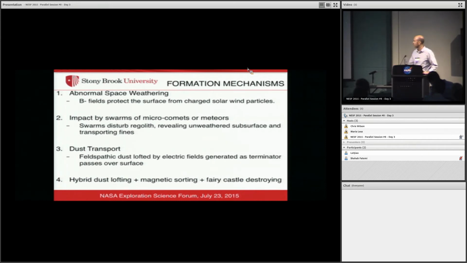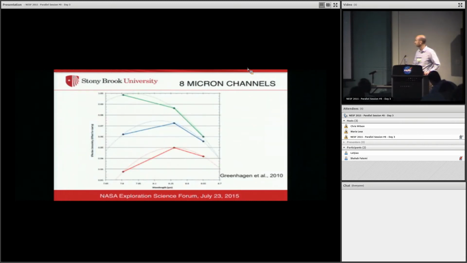Electrostatic dust transport models, where bright-ish feldspathic dust is lofted by electric fields generated as a terminator passes over the surface. This is Garrick Bethel et al.'s ideas. Then more recently, Carle Pieters has proposed a hybrid dust lofting, magnetic sorting, and fairy castle structure destroying model to account for the visible near-infrared spectral properties that she observes in the swirls.